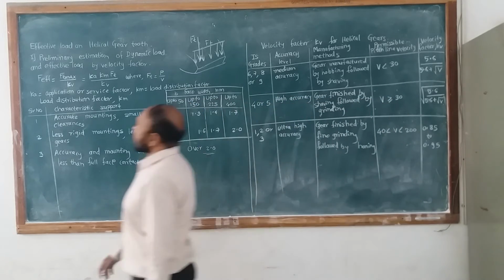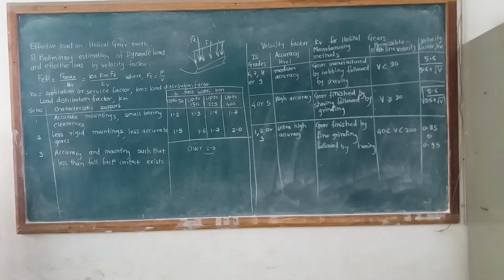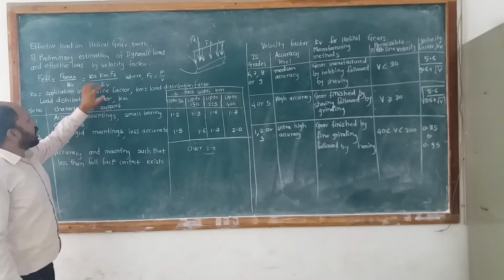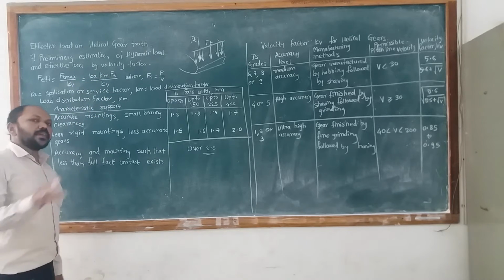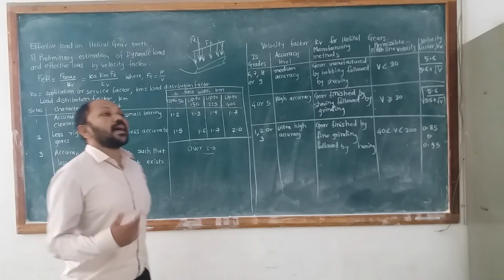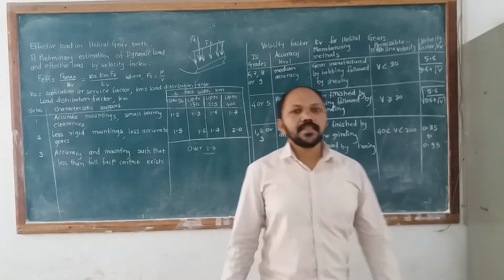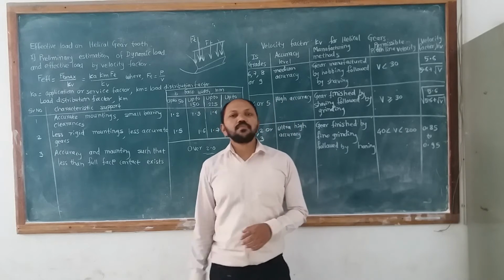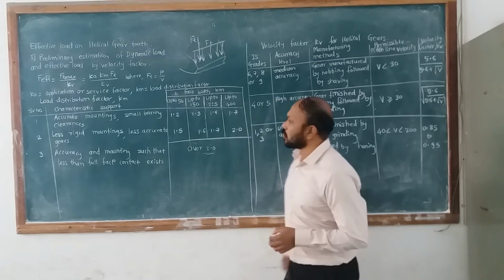What is the formula for calculating effective load by using preliminary estimation? Ft max upon Kv. We already discussed Ka, Km and Ft. Then what is this Kv? Kv is the dynamic factor. As the dimensions are not available, we choose this value Kv, or we choose the formula.